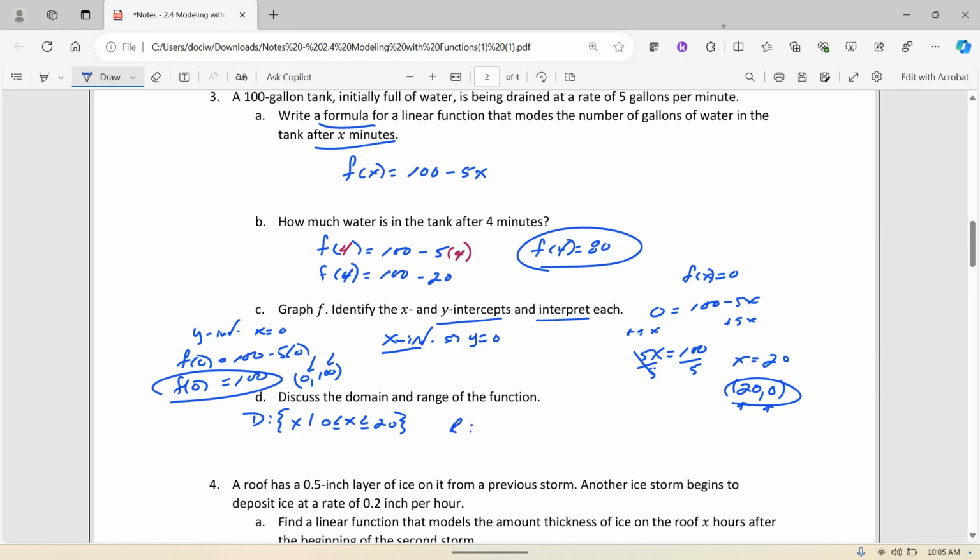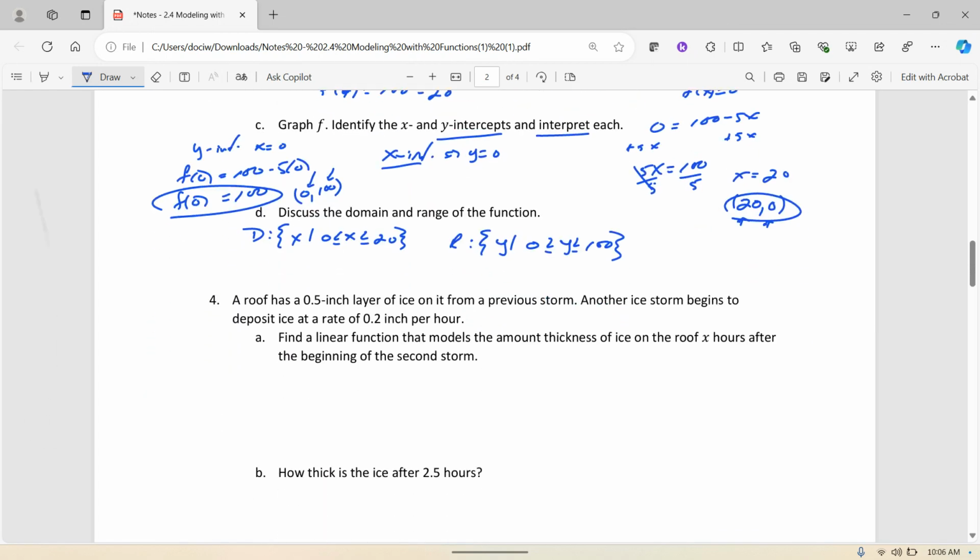Your range is your set of y values. y is somewhere between 0 and 100 gallons. Notice we still list them from least to greatest. So you're going to start with 100 gallons and drop to 0 gallons. The amount of water that's in the tank is always going to be somewhere between 0 and 100 gallons.